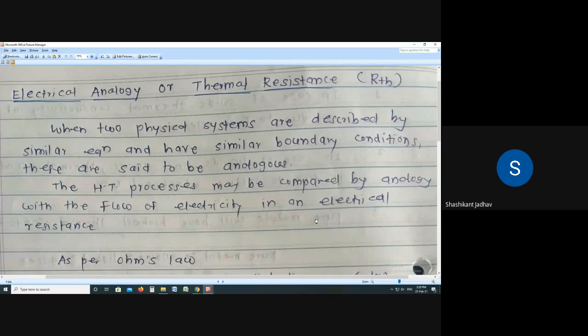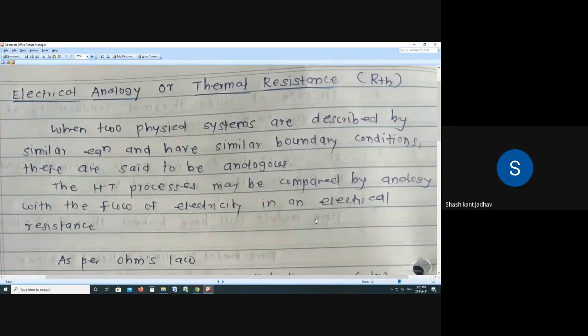So what is meant by V? V is nothing but voltage, I is nothing but the current flowing through that particular wire, and R is nothing but resistance. Suppose I write this equation as I is equal to V by R. Means in the electrical system, current is flowing because of the potential difference or voltage difference.